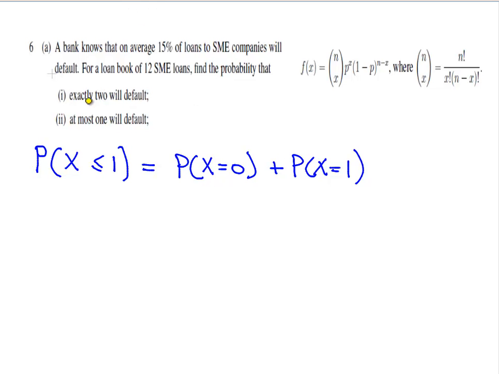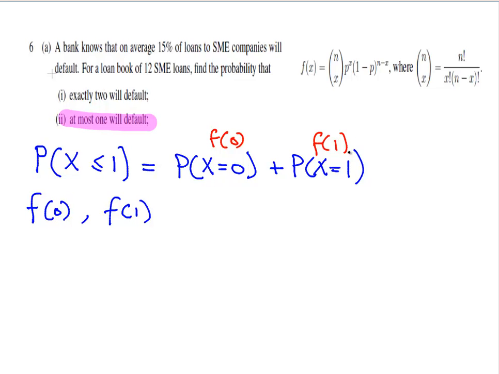The wording here is very important. At most 1 will default. So that is the probability of 0 defaulting, no defaults, or 1 defaulting. And because they are mutually exclusive events, we can just add the probabilities together. So what we have to do here is calculate f of 0 and f of 1, which is how we might also write these probabilities.